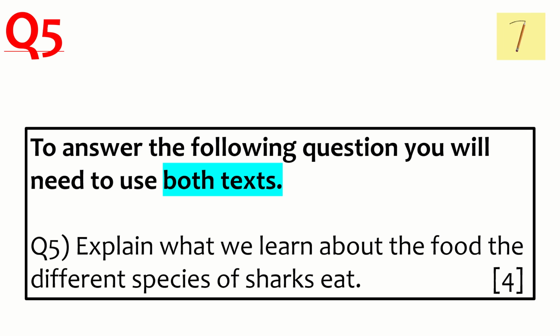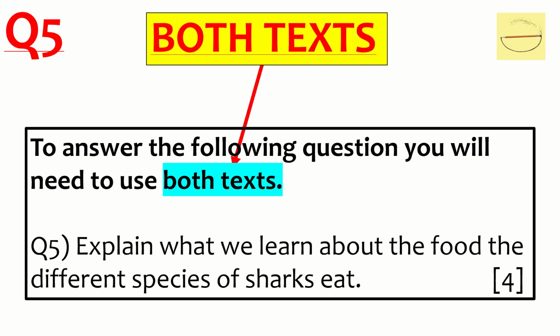And the question was, to answer the following question, you will need to use both texts. Question 5, explain what we learn about the food the different species of sharks eat. It's out of 4 marks. So remember, if a question is worth 1, 2, 3 or 4 marks, all it basically is information retrieval. So picking quotes out, what the examiner wants you to look at.